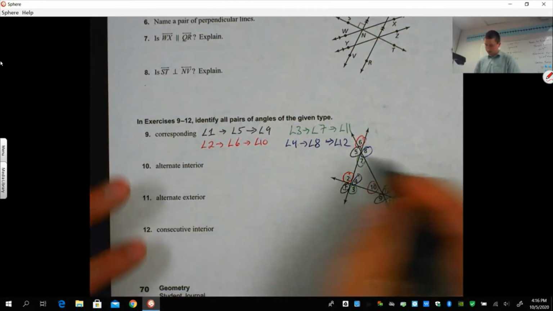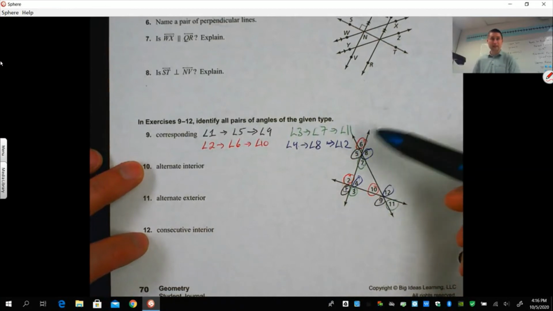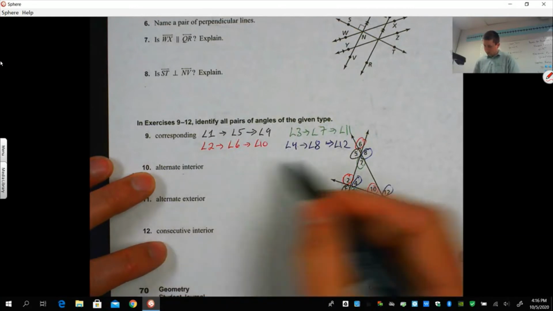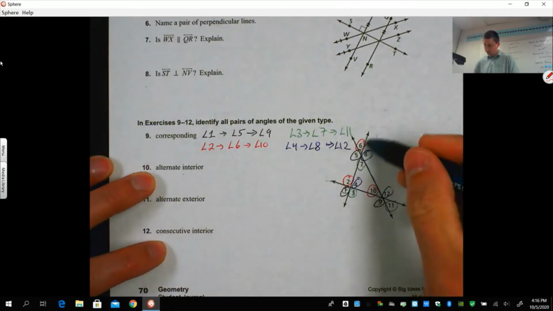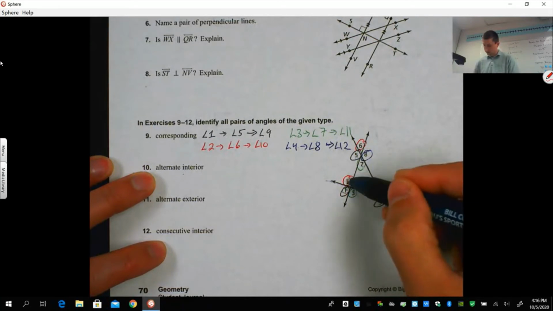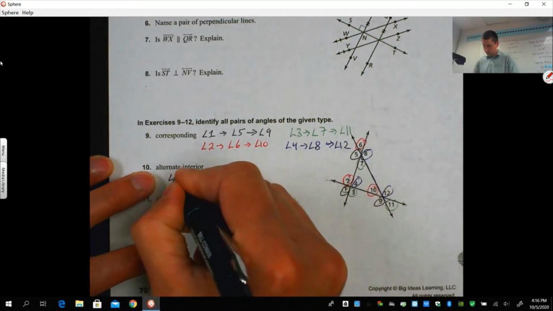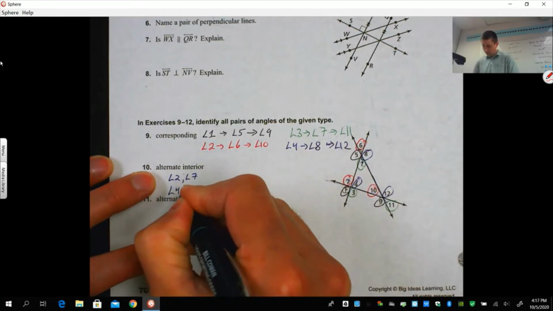Now, written on that, I have 3 more questions to do with those, hopefully. Alternate interior angles. So interior. If I look at these 2 lines right here being cut by this transversal, alternate interior, 2 would go with 7, because they're both inside. So angle 2, angle 7, and 4 would go with 5. Angle 4, angle 5.